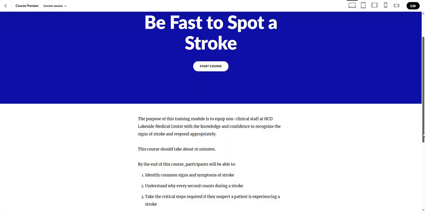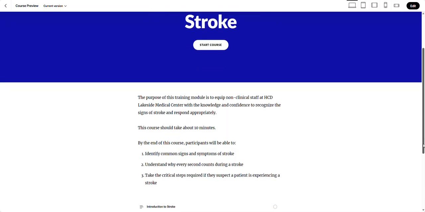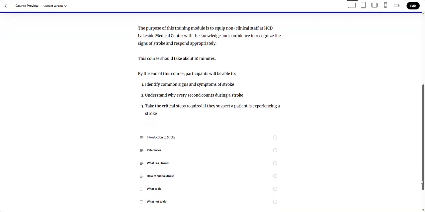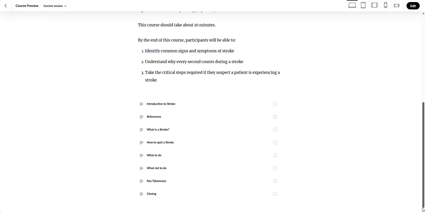By the end of this course, participants will be able to identify common signs and symptoms of stroke, understand why every second counts during a stroke, and take the critical steps required if they suspect a patient is experiencing a stroke. Below are the subtitles of this module. I will review each section by clicking Start Course.